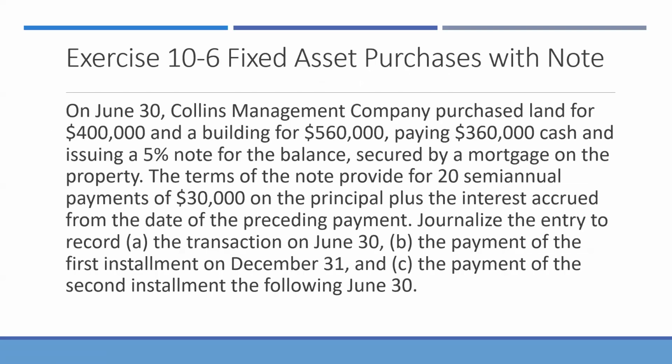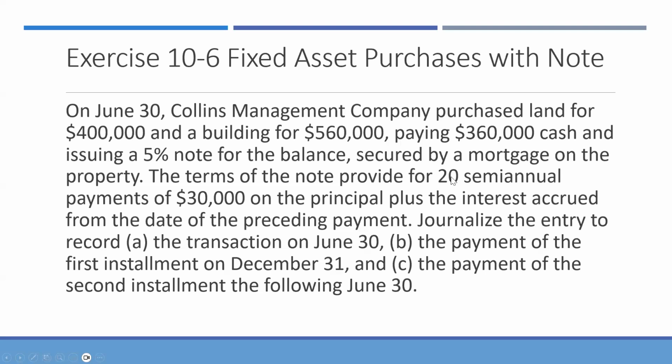And then fixed asset purchases with a note on June 30th. Collins Management Company purchased land for $400,000, including a building for $560,000, paying $360,000 cash and issuing a 5% note for the balance, secured by a mortgage on the property.